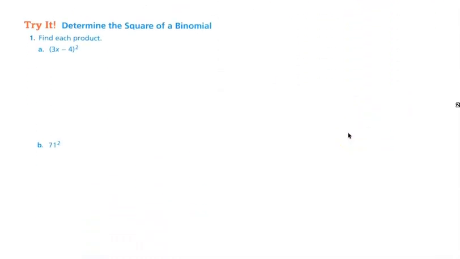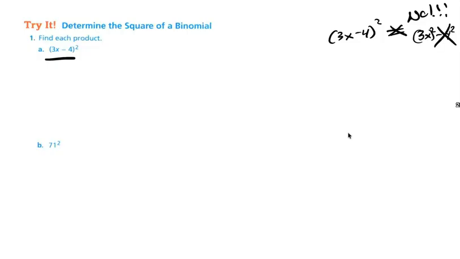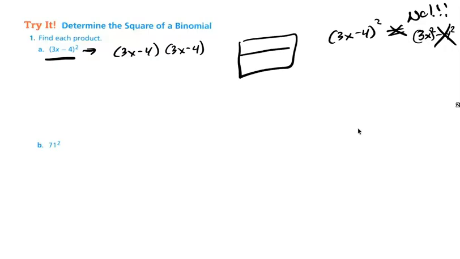Like here, again, this is to show what not to do. This is not 3x squared minus 4 squared. Not that. It's not what you do. When it's squared, you multiply by itself: 3x minus 4 times 3x minus 4. We could do the area model or we could distribute. I'm going to do the area model because I do think people prefer that. So 3x minus 4, 3x minus 4.